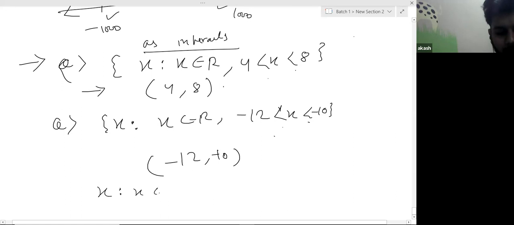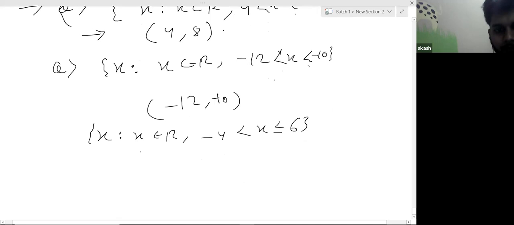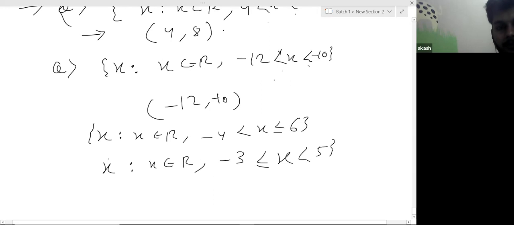X is such that x belongs to R, minus 4 less than x less than 6. This is the first one. After that, x is such that x belongs to R, minus 3 less than or equal to x less than 5. These two. Right, I'll give you 2 minutes.